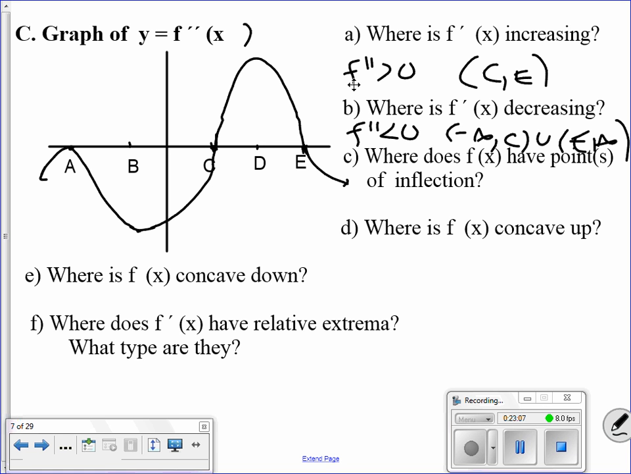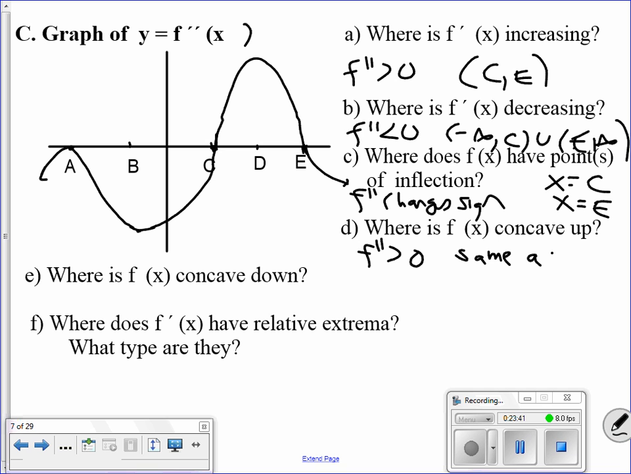Where does the function have points of inflection? When the second derivative changes sign. All right, so where does this change sign? Nice. X equals C. Where is the function concave up? A function's concave up when the second derivative is positive. Same as A, right? I'm just writing same as A.